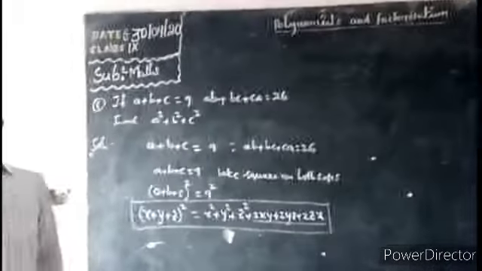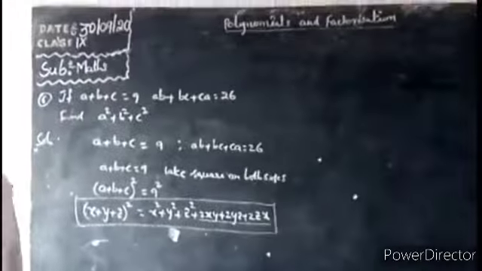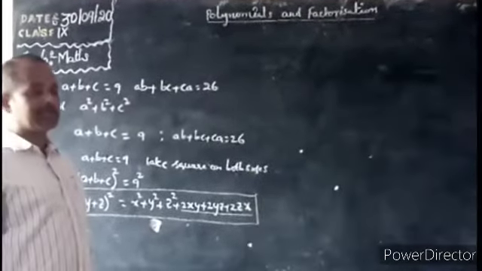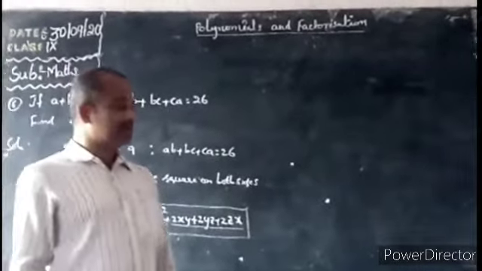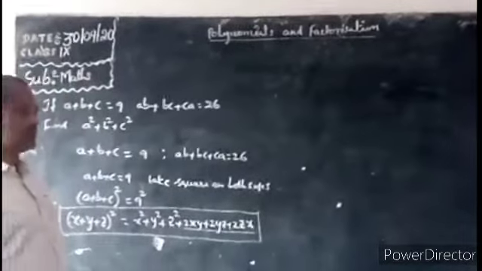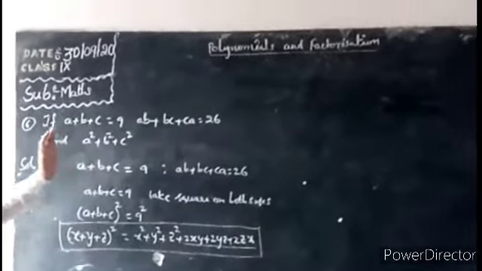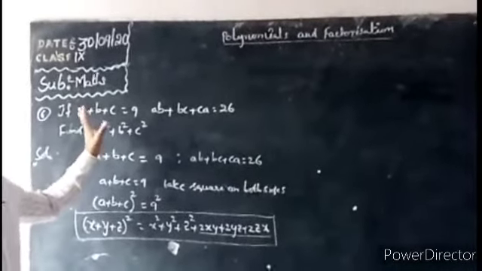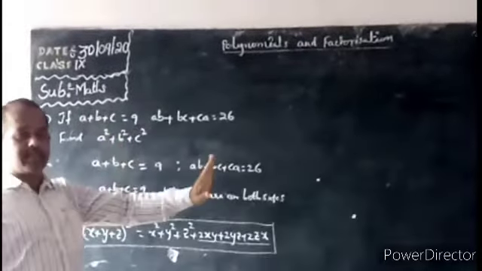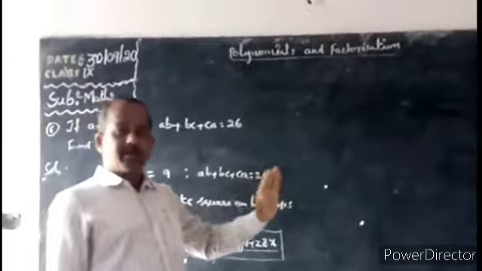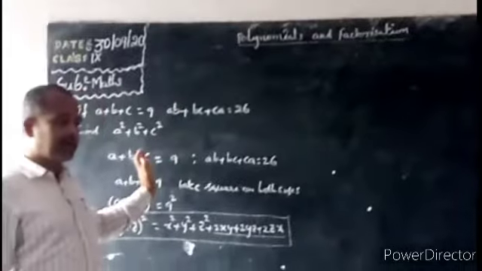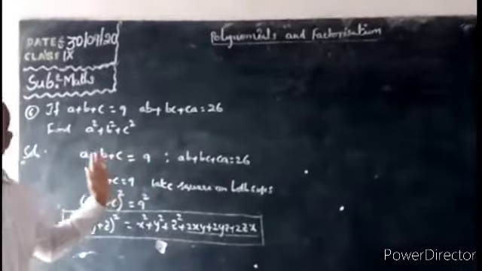Yesterday we discussed some problems on expansion of the polynomials and factorizing the polynomials by using the algebraic identity. Today also we are going to find some more problems. If a certain value is given, then we have to find what is required, that also by using identities only. Let's see the sixth question.